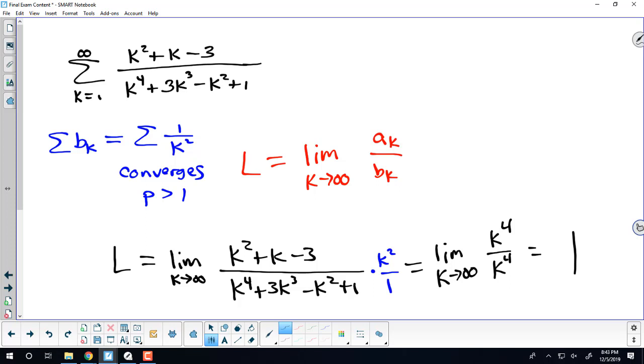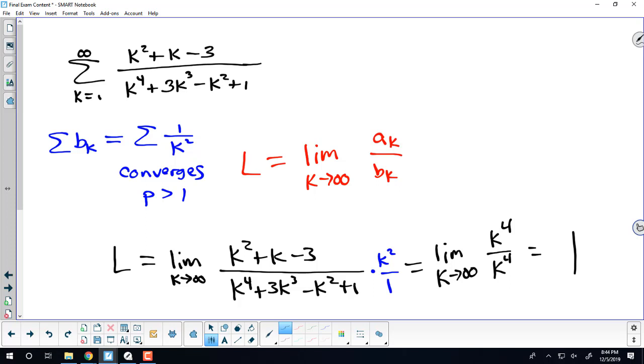So what that says is, in terms of this limit right here, if the limit at infinity of a over b is 1, it says that they're growing at comparable rates. And this series converges. So since this series converges, and the limit is finite, not equal to 0, then both of those series do the same thing.